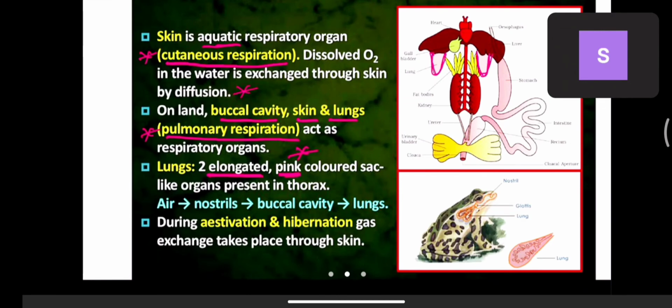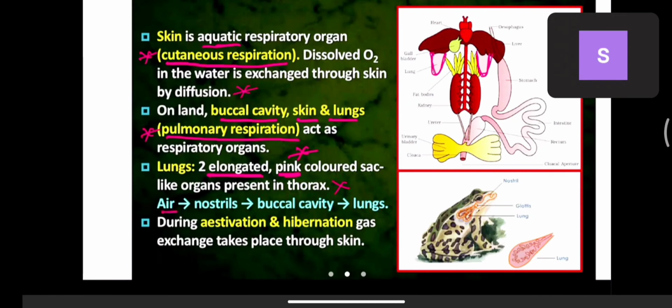Actually, a thorax is not present in the case of frogs. Just for your understanding, what is the position of the lungs? Somewhere in between the head and the trunk, in the middle. So these lungs are arranged like this. Okay. So then what is the movement of air?